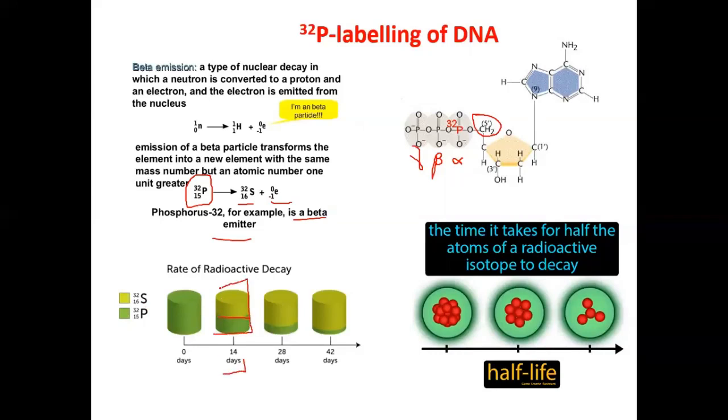has become sulfur 32. So whenever you're getting samples from outside or buying P32 from a radioactive company, you have to make sure you finish your experiments within 14 days. Otherwise, it will not be very accurate and you cannot see any specificity of the reaction.